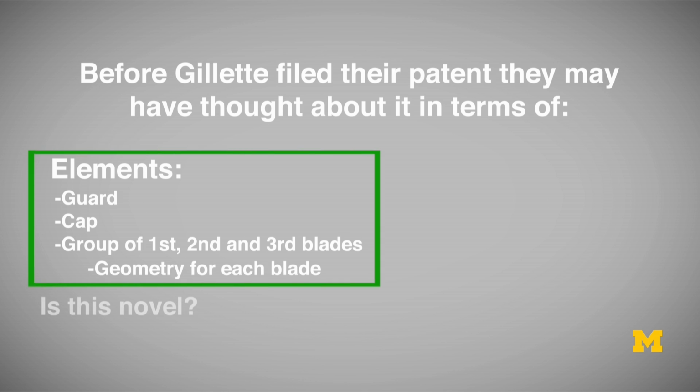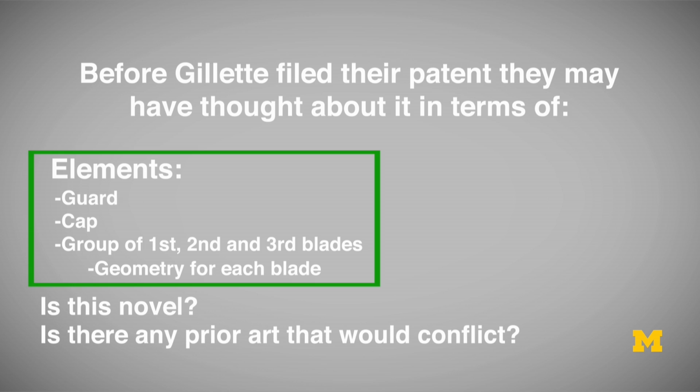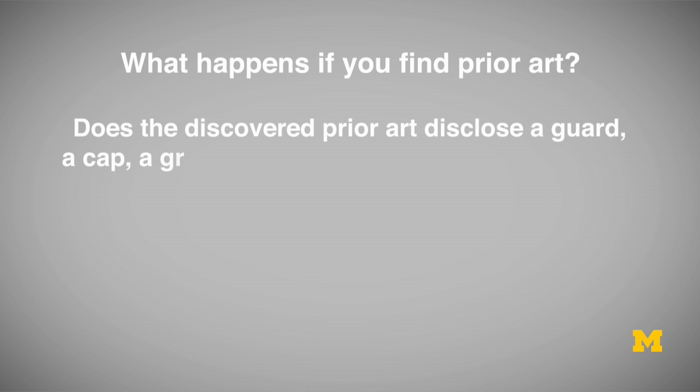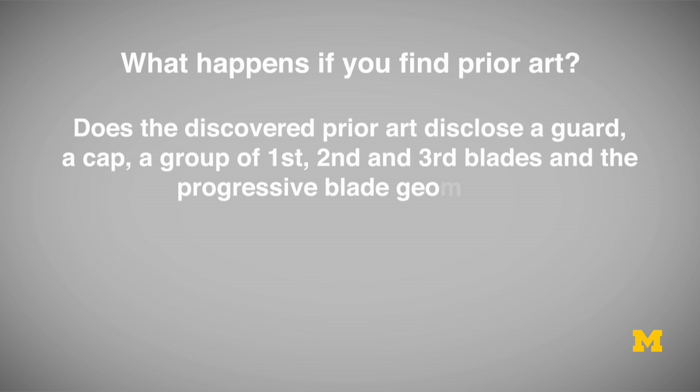If you were trying to figure out whether this invention was novel, you'd think about it in terms of these elements, and then you'd go back and look at prior art that relates to this area of technology. Perhaps other patents filed by competitors, perhaps scientific journal publications related to cutting technology, things like that. And if you found a piece of prior art that you thought taught something similar to what you were contemplating claiming in a patent application, you'd compare that piece of prior art to your elements that you've identified as essential for your claim. And you'd go through that prior art and see if it discloses a guard, a cap, a group of first and second and third blades, and then the progressive blade geometry that's described in the last 3 elements of this potential claim.